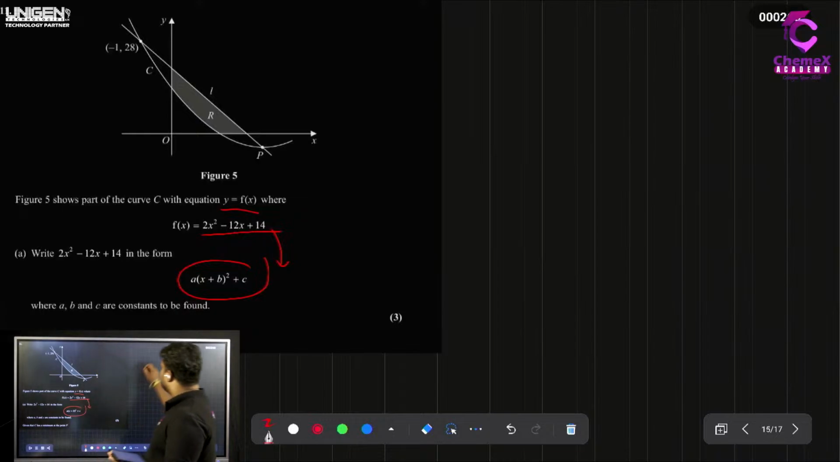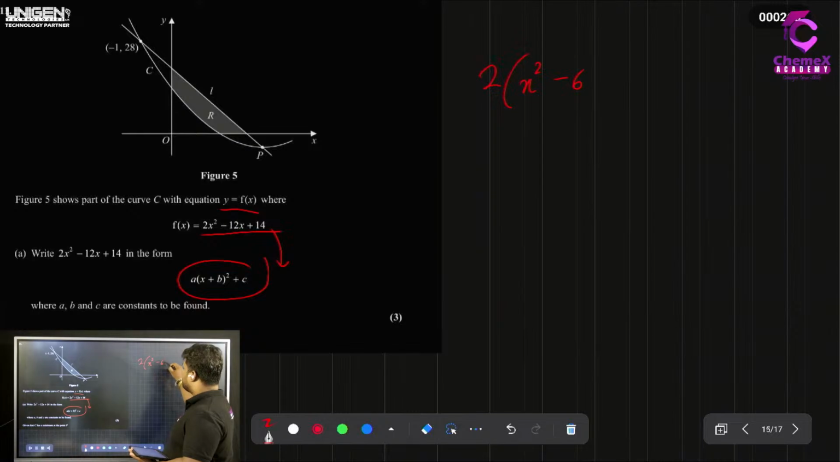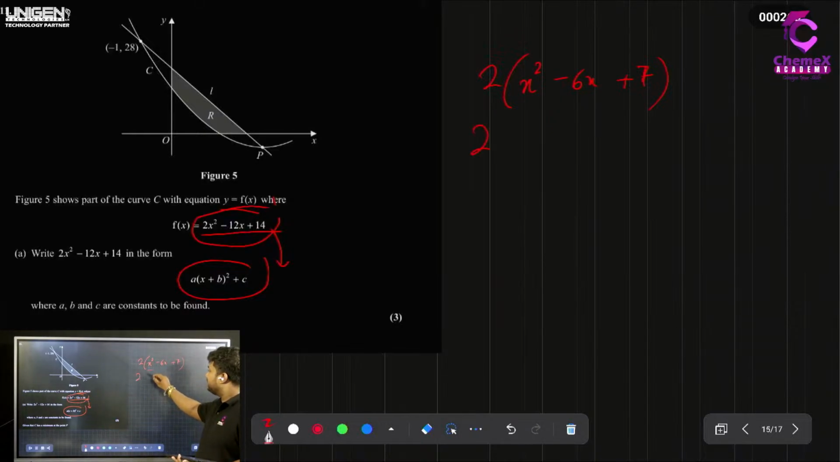Yes, sir. Take the 2 out. x squared minus 6x plus 7, since 14 over 2 is 7. I took the 2 out here. Keeping the 2 outside, do the completing square: (x minus 3) squared minus 3 squared plus 7.